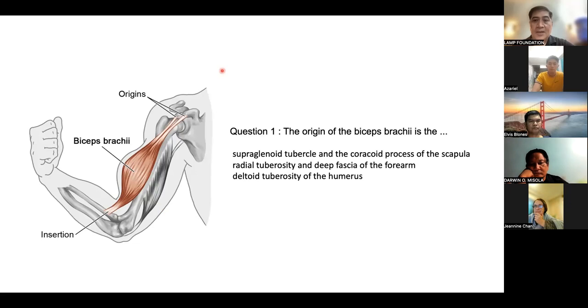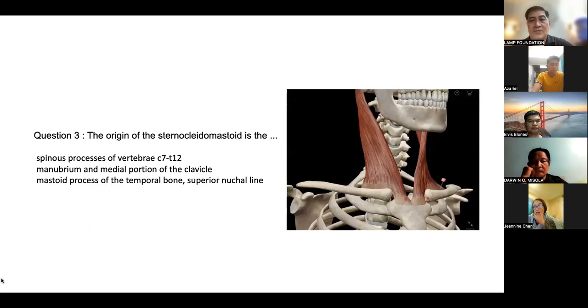Very obvious. The base of the mandible, the skin of the cheek and lower lip, the angle of mouth, and the orbicularis oris are the insertions of what muscle? The platysma. Good. Origin of the sternocleidomastoid.